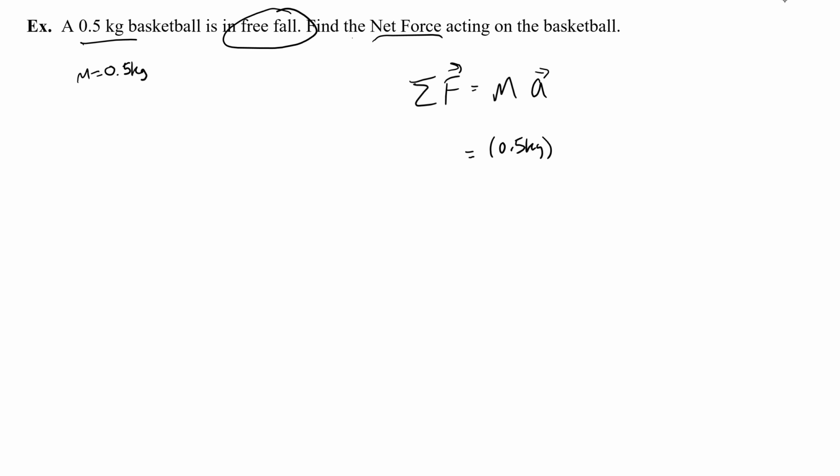And then I remember with Galileo that all objects in free fall experience the same acceleration due to gravity, which is 9.8 meters per second squared. So we use 9.8 meters per second squared. Okay, so now I can find the net force acting on the object. Half of 9.8 is 4.9. Kilogram times meter per second squared is a Newton.